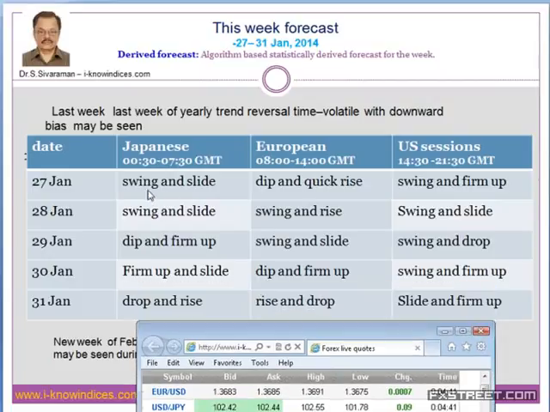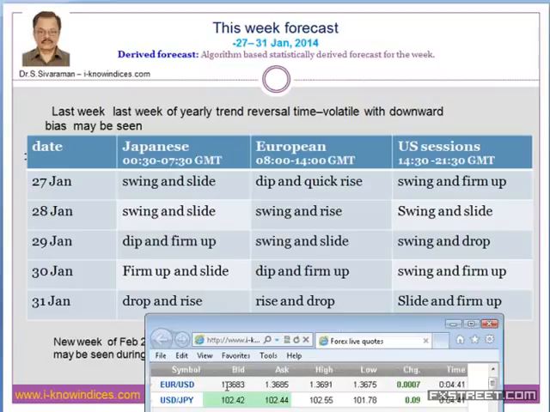So you find that they are expected to make such moves during the European session, and also swing and form up moves during the US session. So as the market gains, people might tend to take sell positions. And you know that the traders have got the feel now.